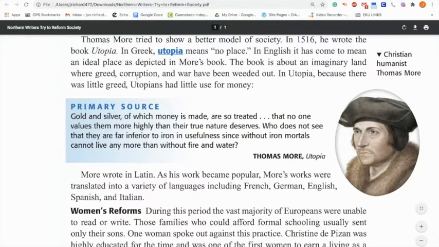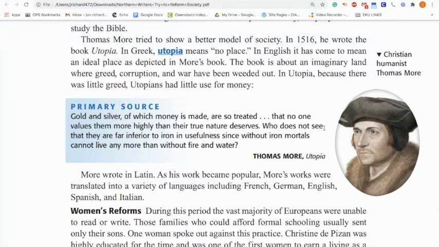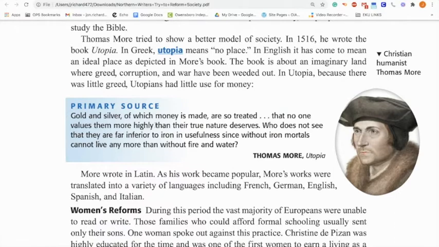So he's talking about how gold and silver have no real value. And in this perfect world, as people become more educated and more knowledgeable, they'll see that gold and silver really don't have any value other than that they're pretty. He compares iron, something you can actually farm with and use as tools, as much more valuable than just gold and silver.